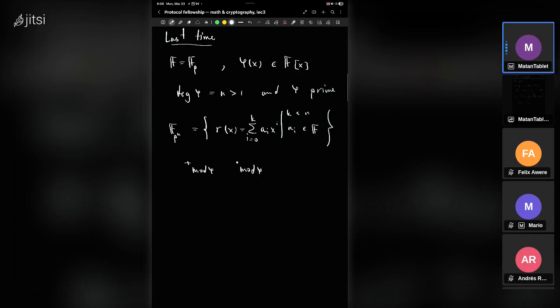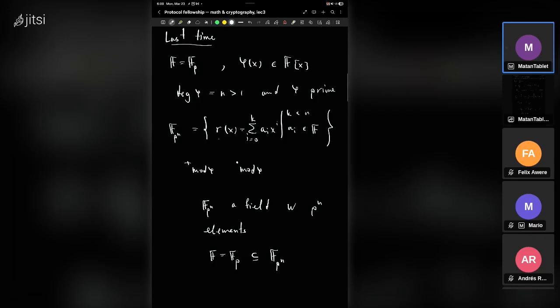This is quite surprising, maybe, for seeing it for the first time. And so F_p^n is a field with p^n elements. And moreover, F, namely F_p, can be embedded naturally in F_p^n.